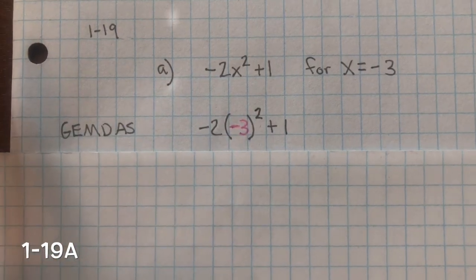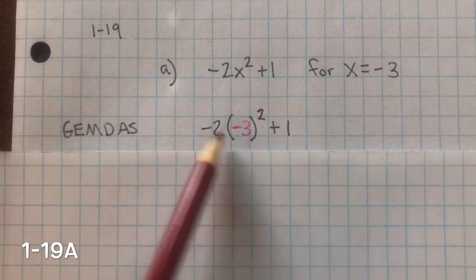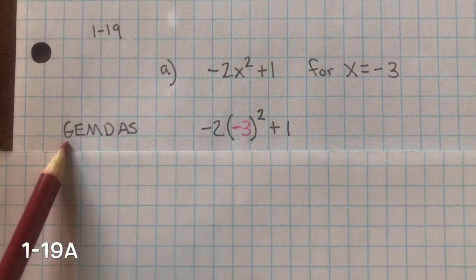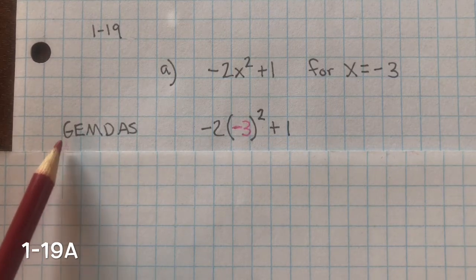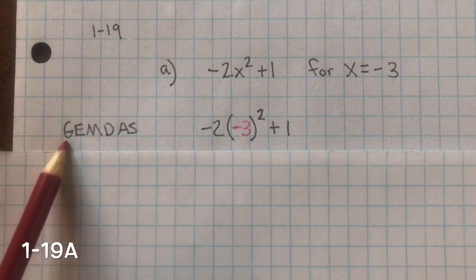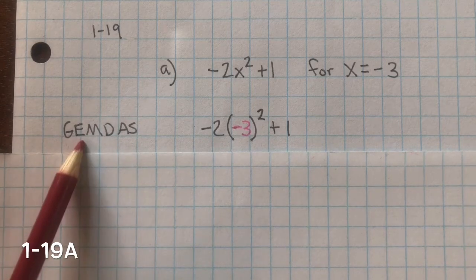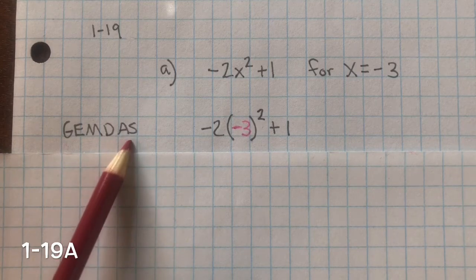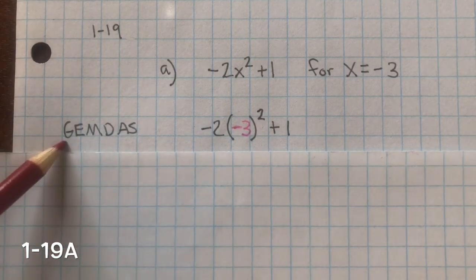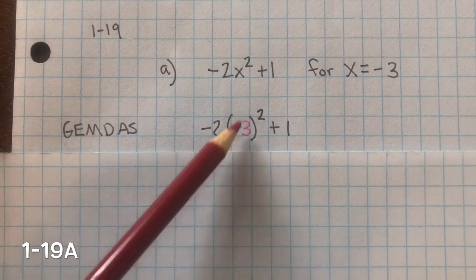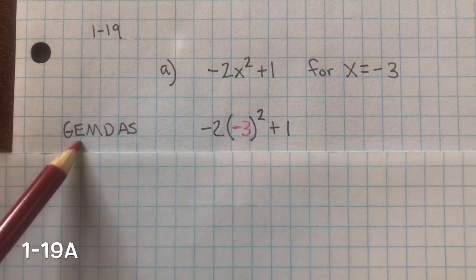Now I have to follow order of operations to simplify this expression. You might have heard of PEMDAS, P for parentheses, but I use GEMDAS, G for grouping, because you're going to be using more than just parentheses this year. So G for grouping symbols, exponents, multiplication and division from left to right, addition and subtraction, left to right. So we're starting with grouping symbols. So inside the parentheses, there's nothing to simplify. So now we go on to exponents.